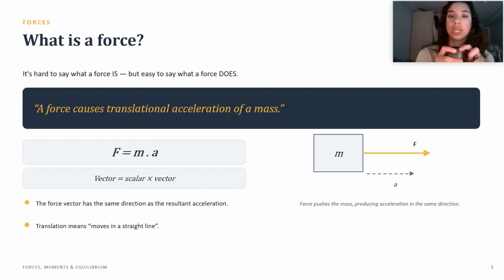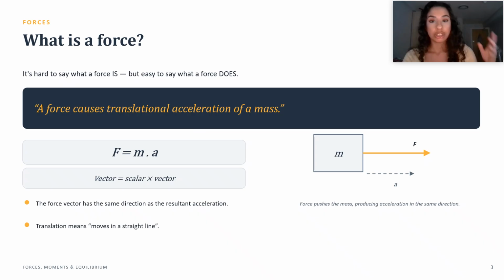So what is a force? We use Newton's second law to define what a force is, just like I did in the basic video. You can watch it if you want. So F equals ma. That's Newton's second law. That means we can say force can cause translational acceleration of a mass.